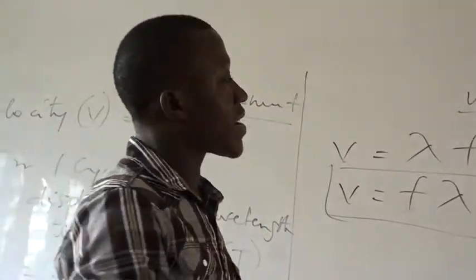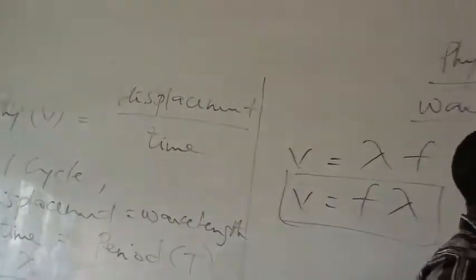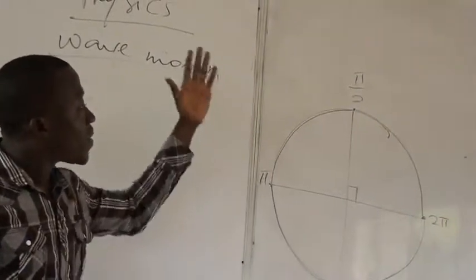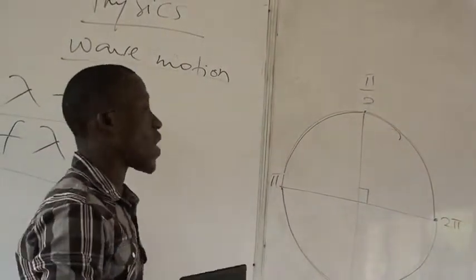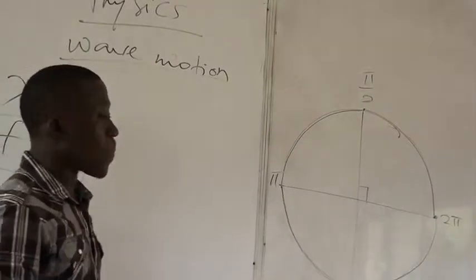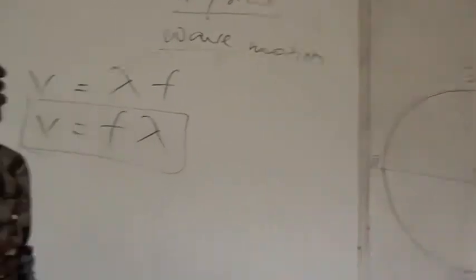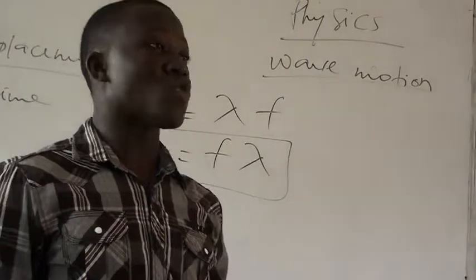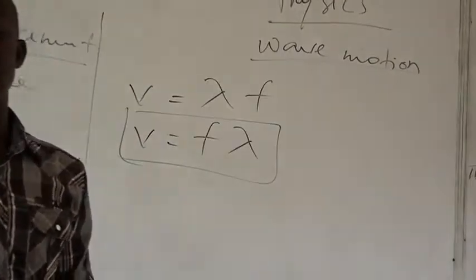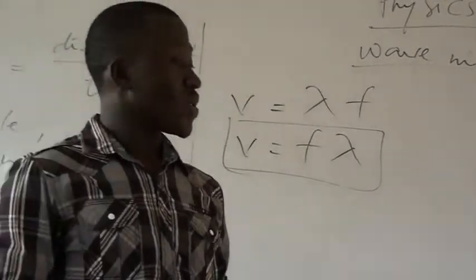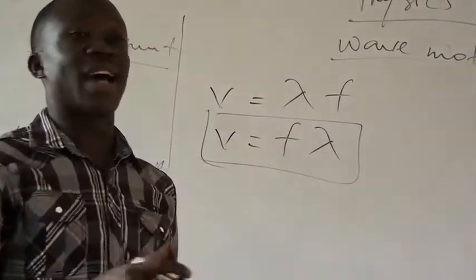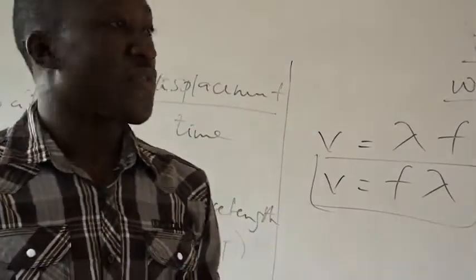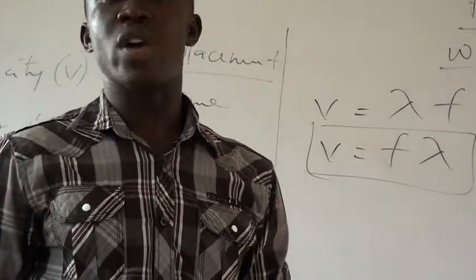And you can put a circle down and identify the four main phase angles that you can have. You can have pi over 2 radians as one phase angle. You can have pi, another phase angle. You can have 2 pi, another phase angle. Then you can have 3 over 2 pi, all in radians. So these are the four main phase angle values that you can use to describe the phase of vibration of a wave.